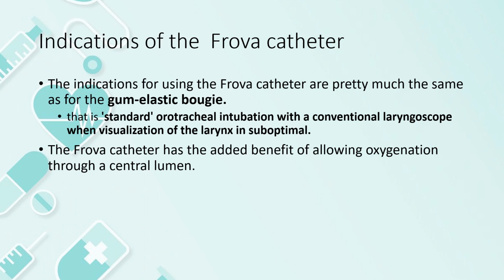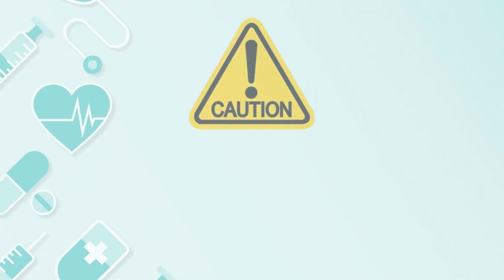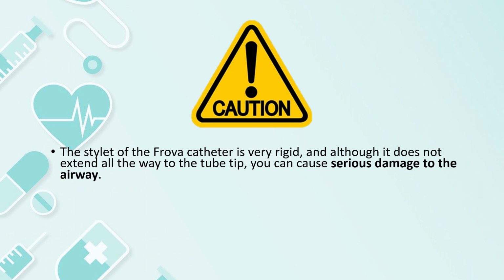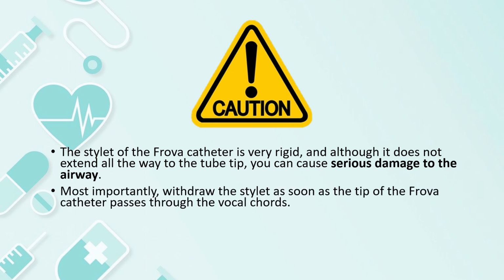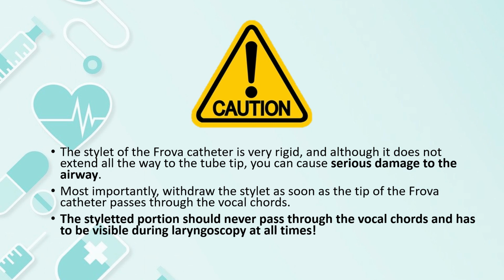Indication of the Frova is exactly like the indication of the bougie, with the added benefit, as we have said, that it allows oxygenation through the central lumen. Caution: the stylet of the Frova catheter is very rigid, and so serious damage can occur in the airway. So we have to withdraw the stylet as soon as the tip of the Frova catheter passes through the vocal cords. The stylet portion should never pass through the vocal cords and has to be visible during laryngoscopy at all times.